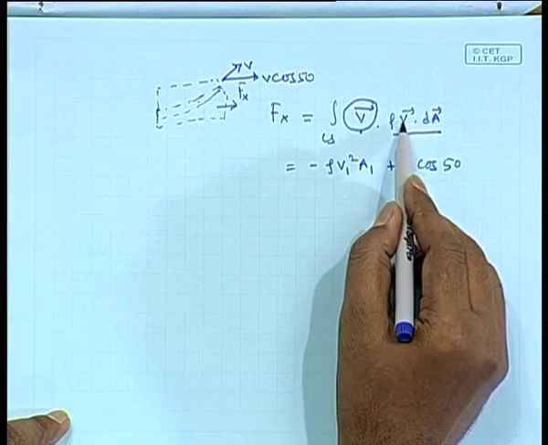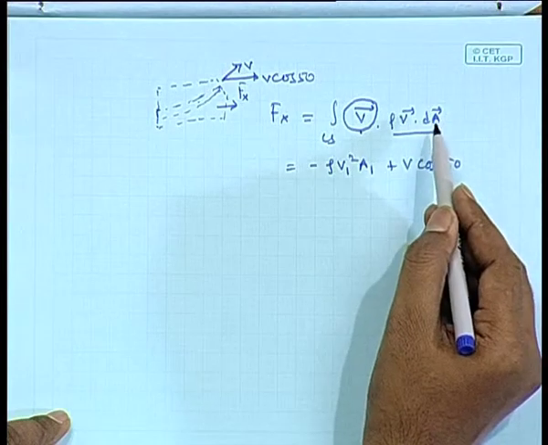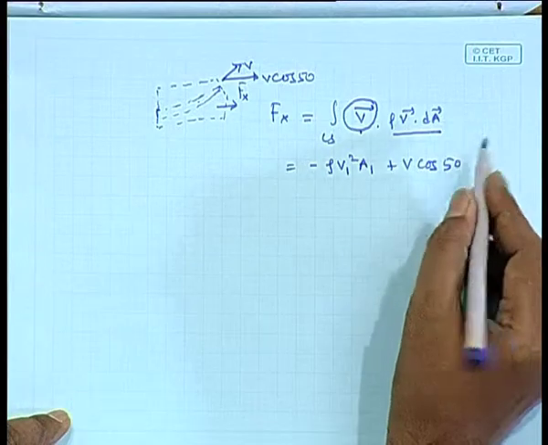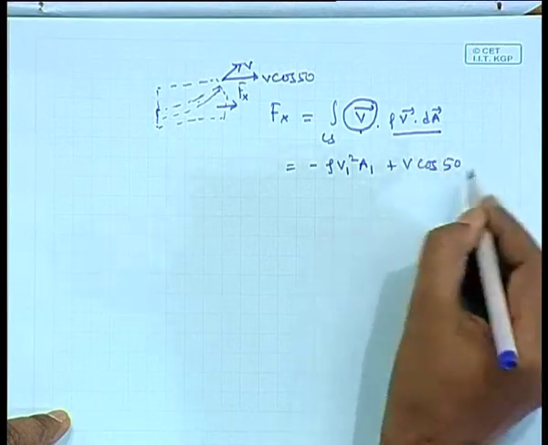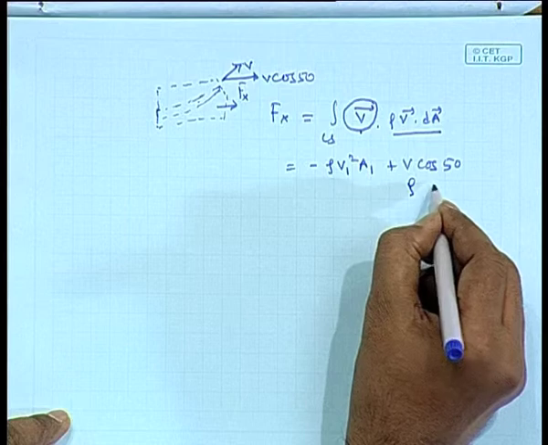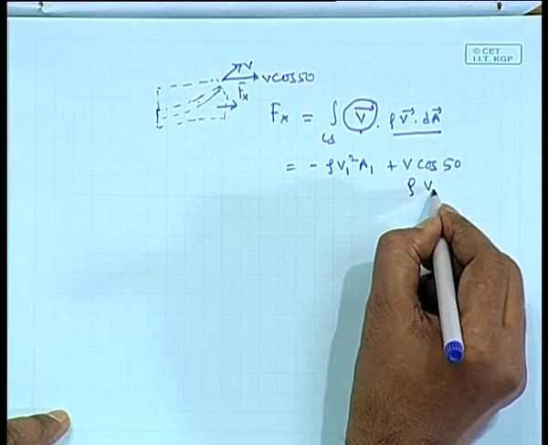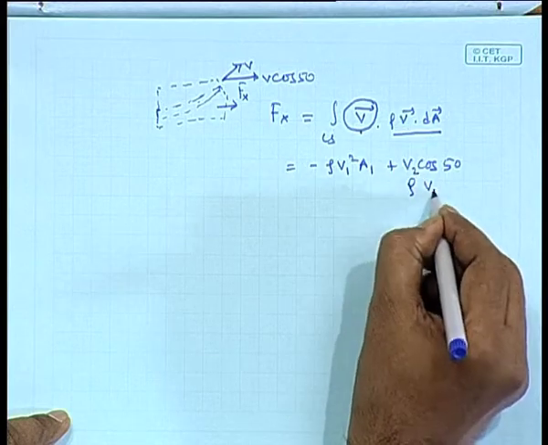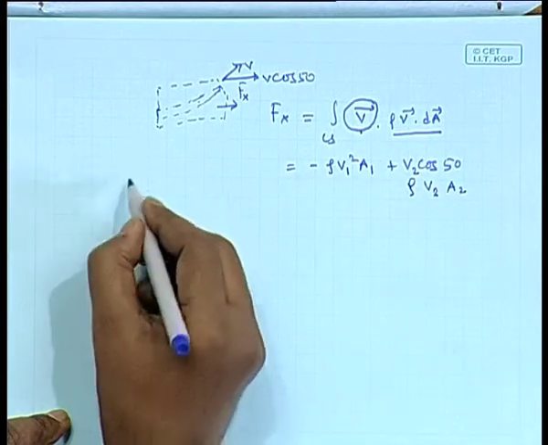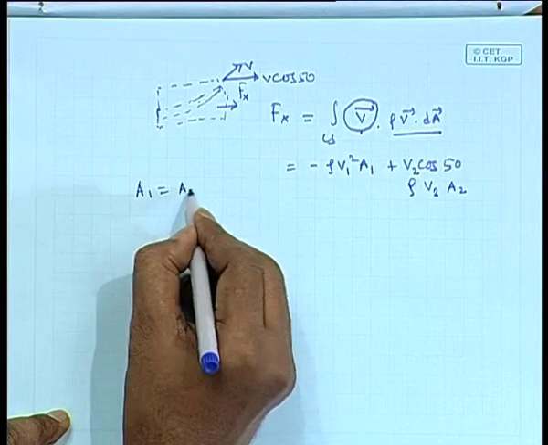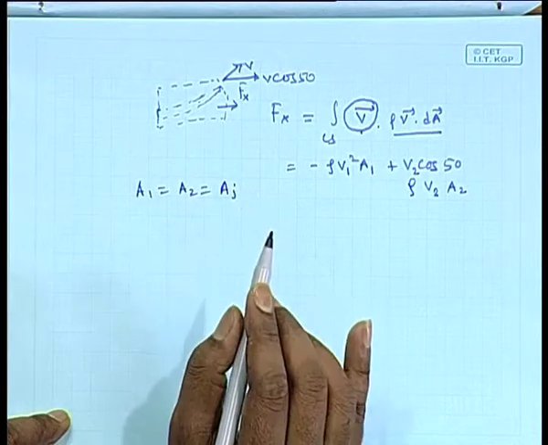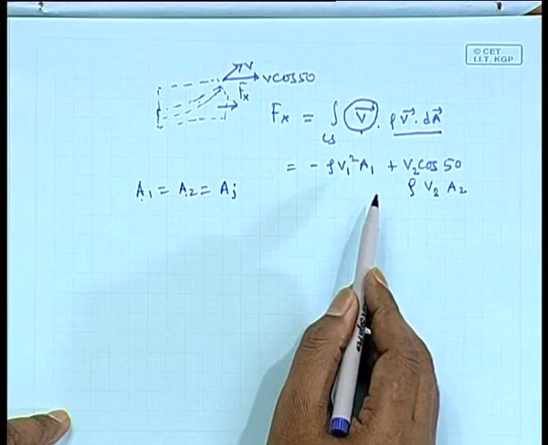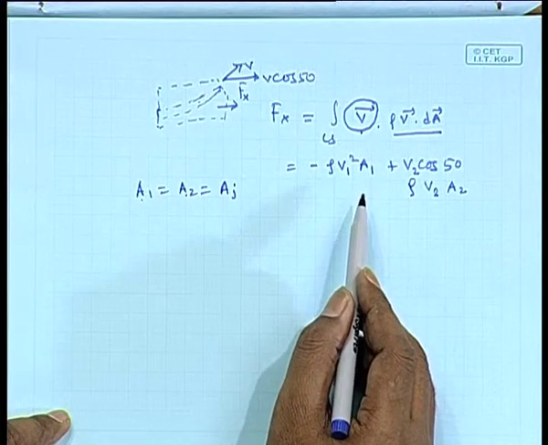And since velocity and area are in the same direction, they will have a positive sign, into rho, let us say this is V2 A2. Now it is given in the problem that A1 is equal to A2 is equal to AJ. Since A1 is equal to A2, V1 has to be equal to V2 to maintain the mass balance.